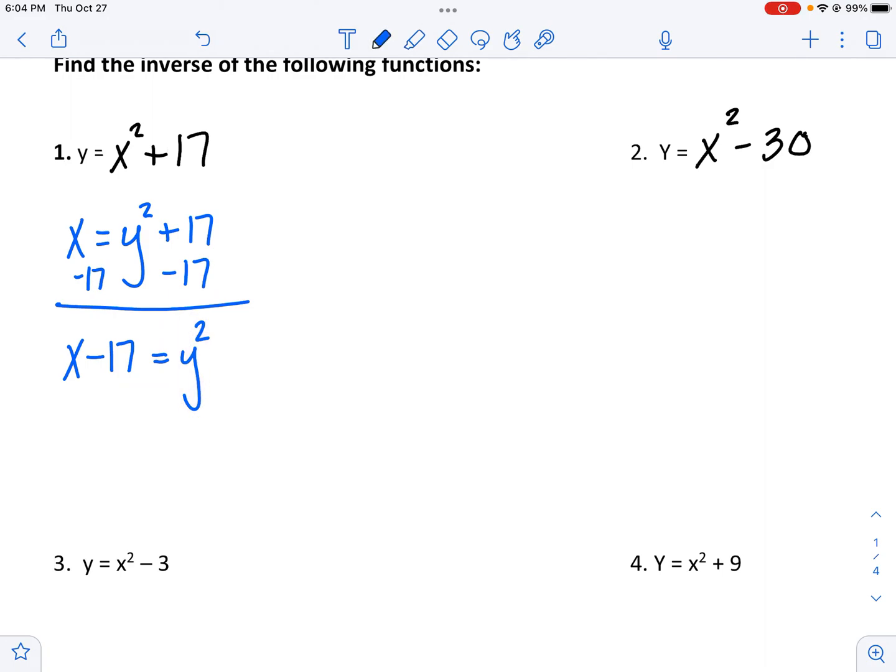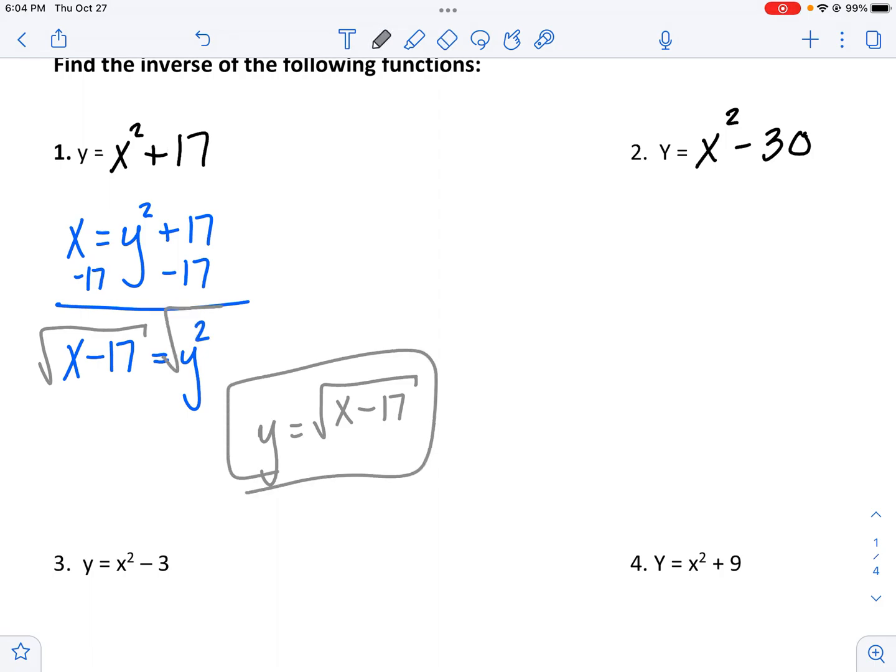So if I want to undo a squared, the opposite of squaring a number is to square root that number. So I can square root both sides. And notice that because I'm square rooting the entire side over here, the x minus 17 is going to be under the square root, under the radical. The y squared and the square root of y squared, right? Those two things are inverse operations, they're opposite operations. So they undo each other, and you're left with just y equals that stuff. So that would be your final answer.